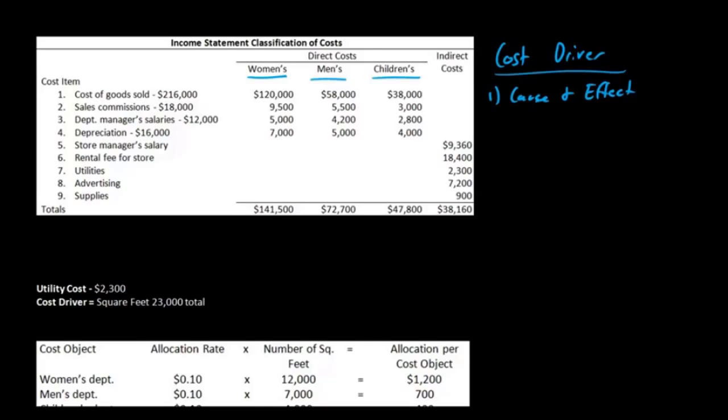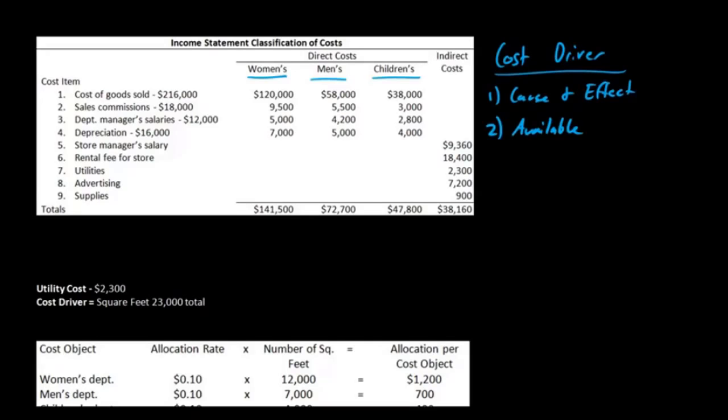What I mean by that is that we want to select a driver where an increase in the cost driver, let's say the cost driver is sales volume, an increase in the sales volume will cause an increase in indirect costs. And the stronger that relationship is, the better the cost driver is. So you want to pick a cost driver that has the strongest cause and effect relationship. An increase in the driver causes an increase in the indirect cost, or a decrease in the driver causes a decrease in the indirect cost. We want a strong relationship between the cost and the driver.